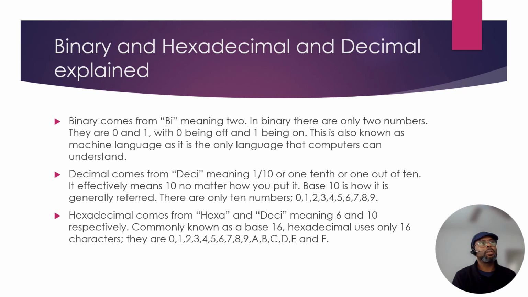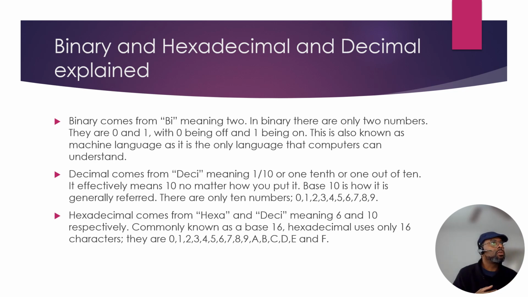So binary comes from the term bi, which means two. So in binary, there are only two numbers. They are 0 and 1, 0 being off and 1 being on. This is also known as machine language, as it is the only language that computers can understand.